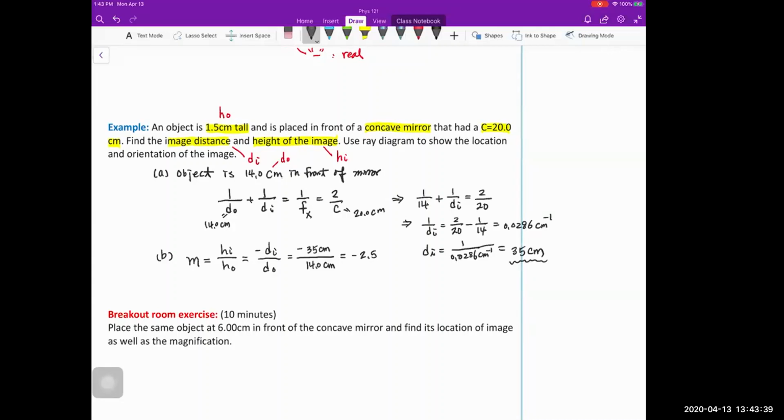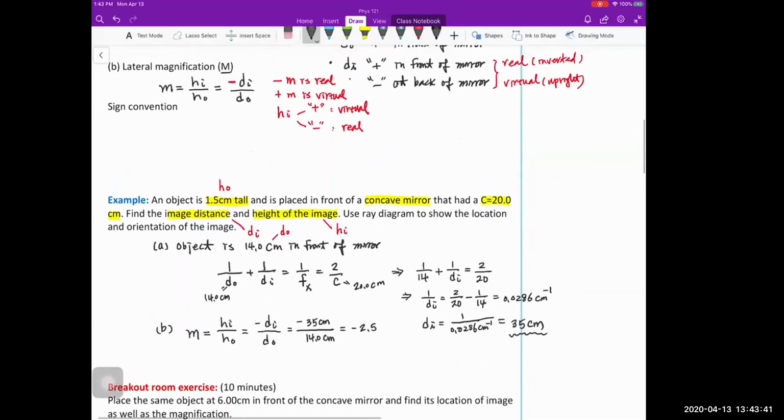And what did we say the negative means? Okay, over here, negative means the image is real. If the image is real, that means it's inverted. That means the image is upside down. And that means your HI should be a negative value as well.